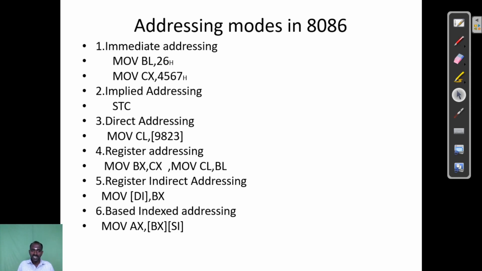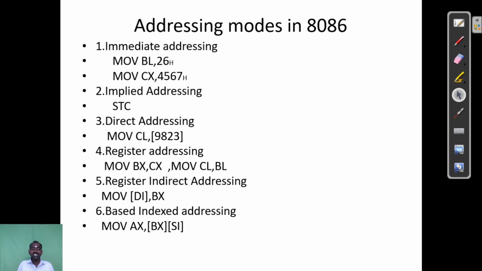Next, direct addressing mode. Direct addressing mode means the address of the data is specified in the instruction. So it is the direct addressing mode. For example, MOV CL, 9823. Here 9823 is the address, direct. The address of the data being specified in the instruction is called direct addressing mode.